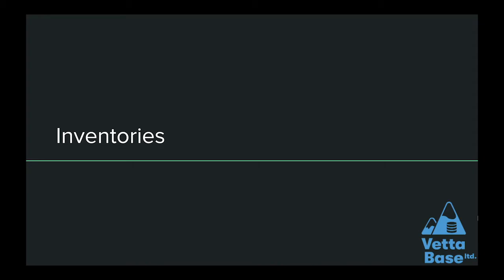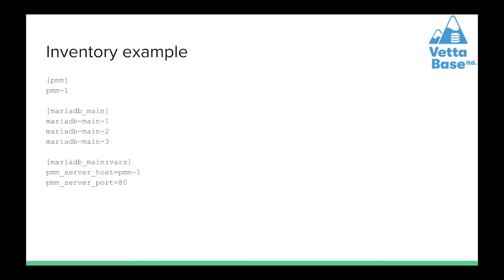So let's proceed by talking about inventories. This is a very simple example of an inventory. You can see we have two groups, PMM. We have only one host in the PMM group, but I think it's still a good idea to have a group. Why? Because in the future you could have two PMM servers, for example, and if you configure them for a group of servers, all you will have to do in theory is just add another host in this group.